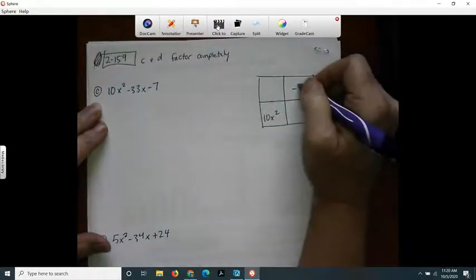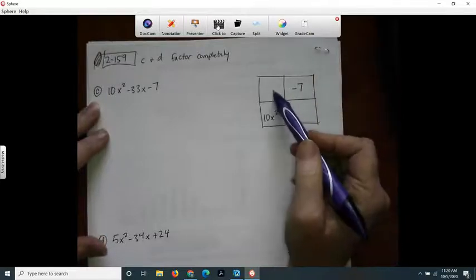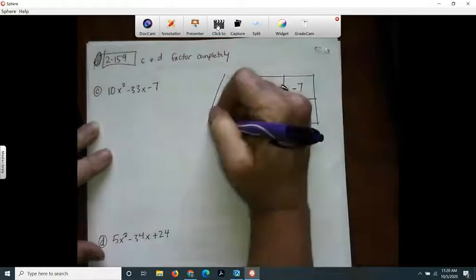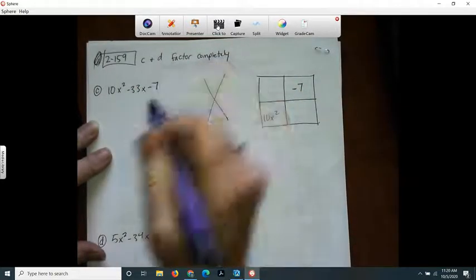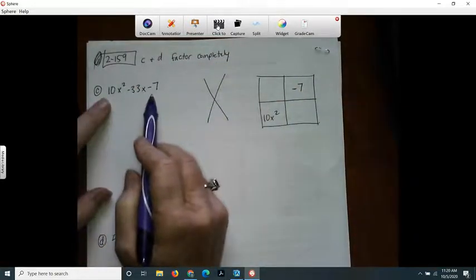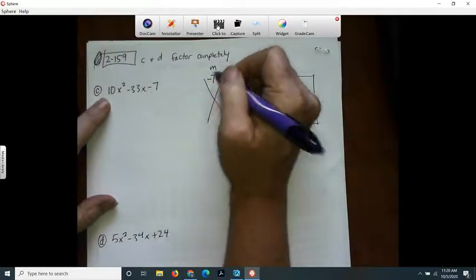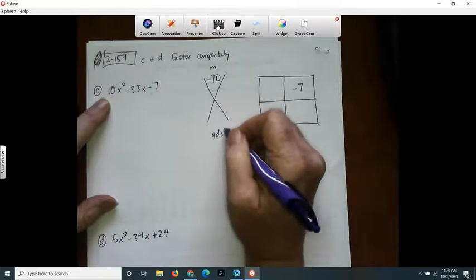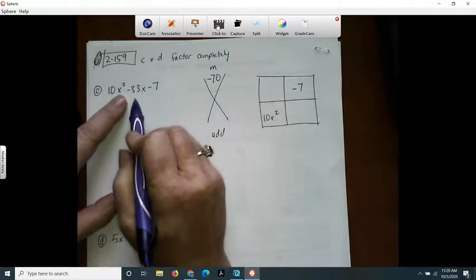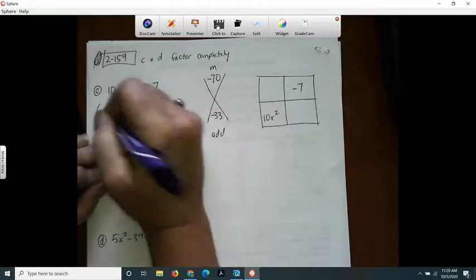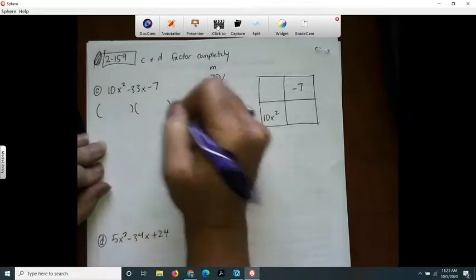And then I'm looking for two numbers. Well, I'm going to do a diamond problem here. I want it to multiply to make 10 times -7, which is -70. I need a number that multiplies to make -70 and adds to make the coefficient of x, which is -33. And this thing's going to factor. We're not even going to solve it. We're just going to factor it.